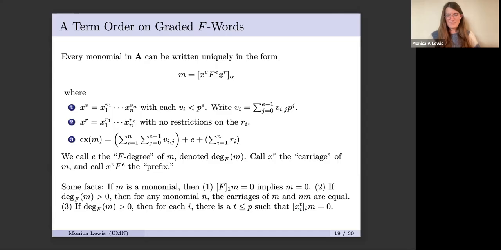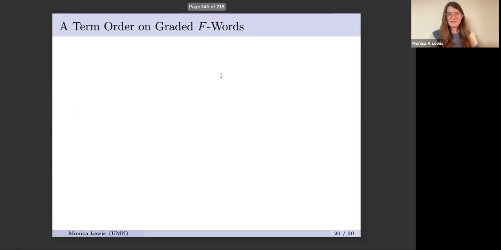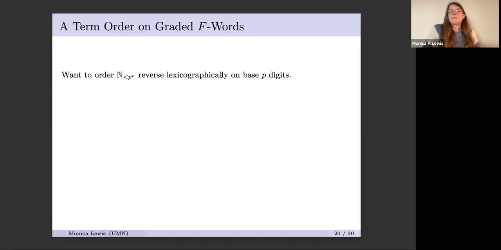I know it's a bit of a mouthful, but how are we going to put an order on these things? Where again, we want the term order to preserve the degree. Well, the trickiest part is going to be having our term order work with the prefixes, that X to the V thing. We have to do something a little bit weird with the vi exponents. Namely, we're going to order them reverse lexicographically on their base P digits.